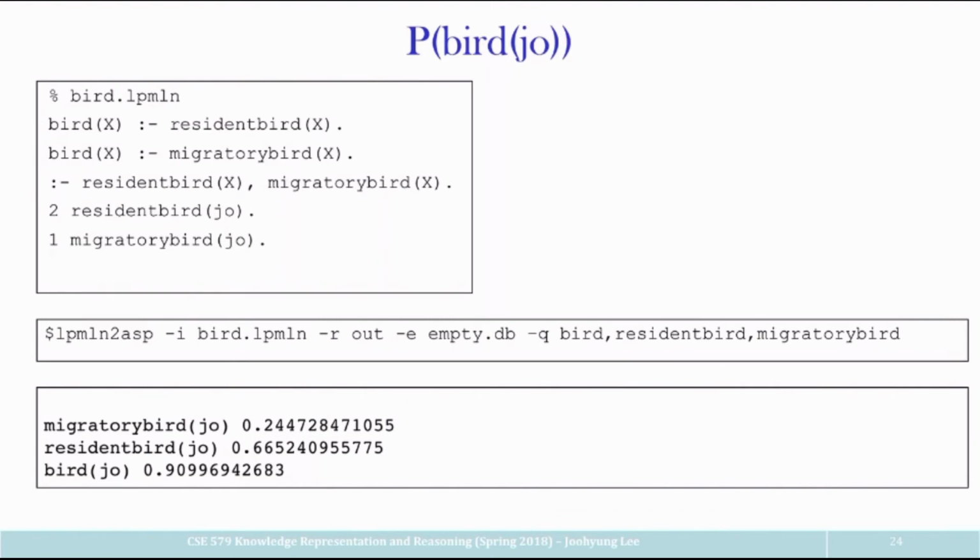The same program as before. The input command line is very similar to Alchemy. You specify the input file, which is bird.lpmln, and you specify the -r output file, and -e is the database fact or evidence. Here this is empty, but you can also query the predicate, a predicate with no argument. That's how you call Alchemy too. If you type this, then you will get this output.